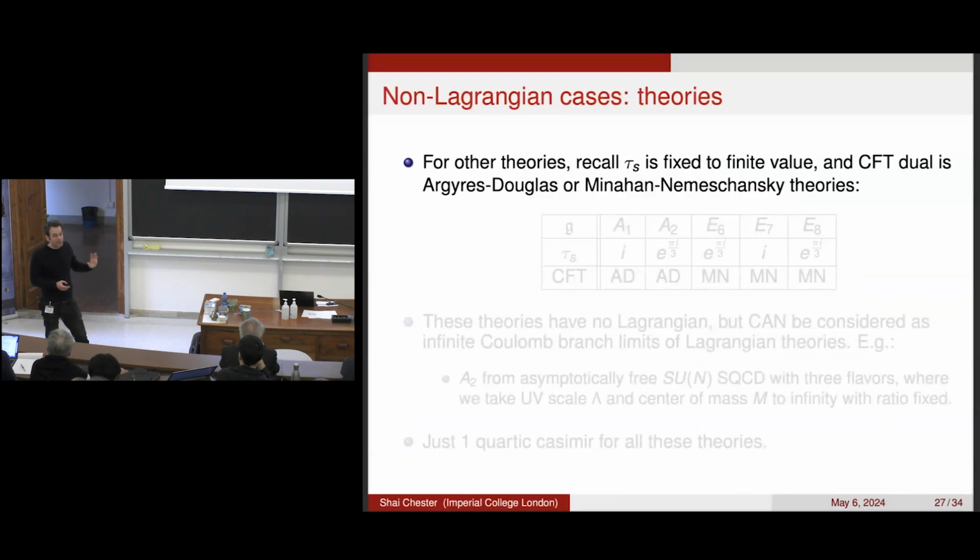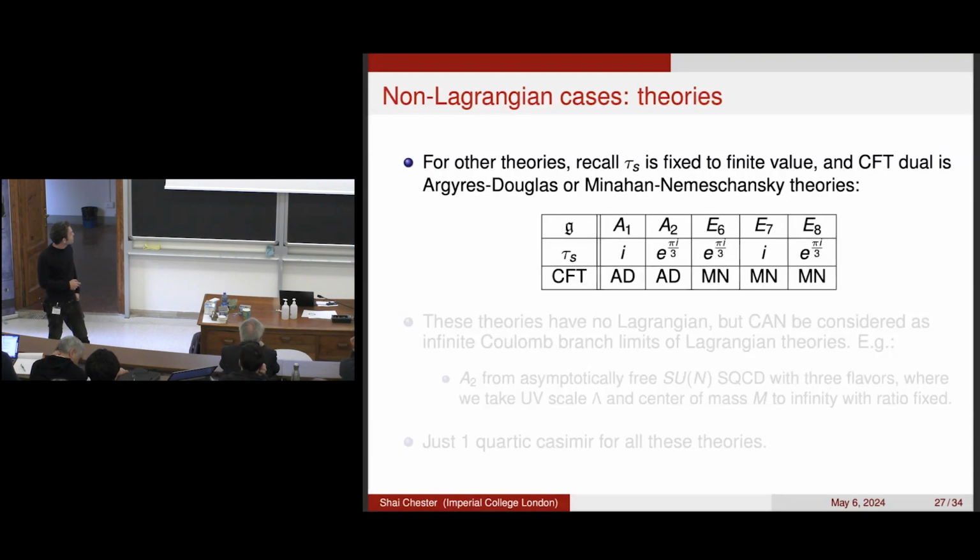In the last few minutes, we're going to discuss the other set of theories for which tau is fixed to a specific value, in which case the CFT dual is one of these non-Lagrangian theories. To remind you, these are the cases where it's non-Lagrangian, and these are the values of tau which it has to take. In the first two cases, it's Argyres-Douglas. In the last three cases, it's Minahan-Nemeschansky.